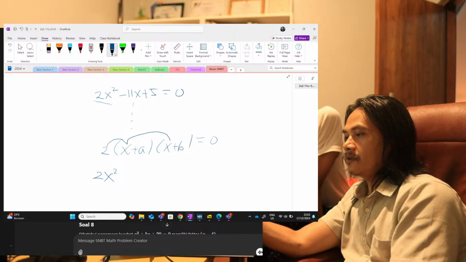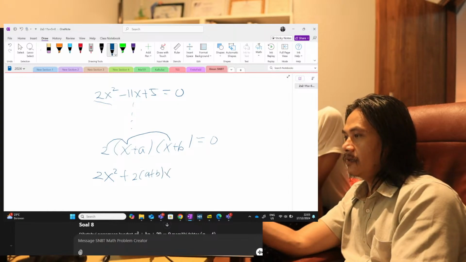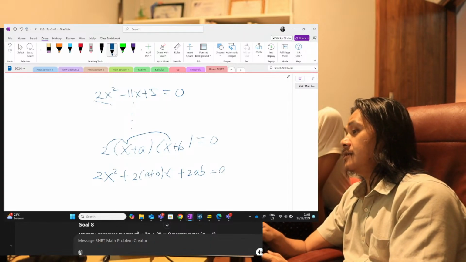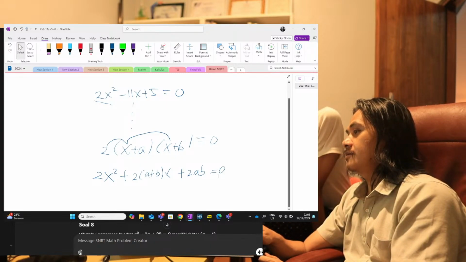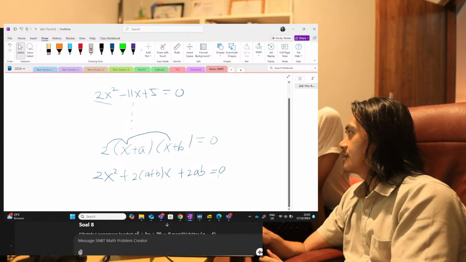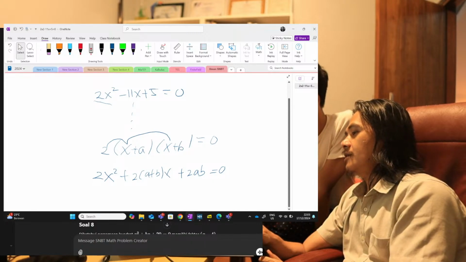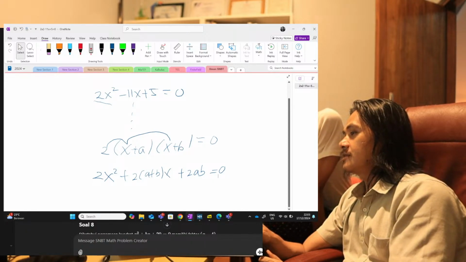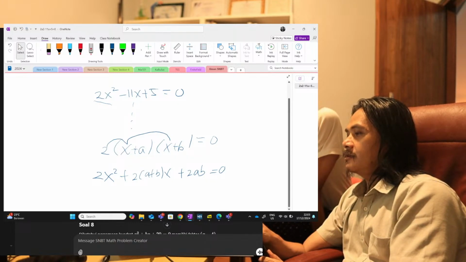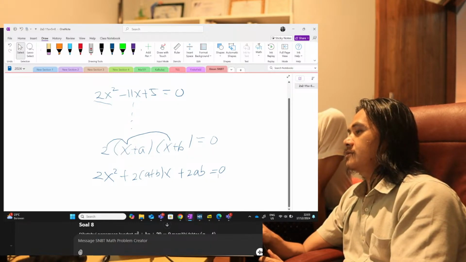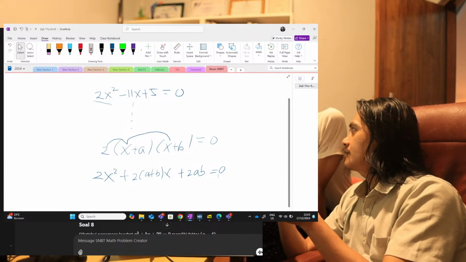And then the next one is the 2a plus b x, and then plus 2ab. So definitely the a and b cannot be integers this time. What's an integer, even? Bilangan bulat. Because taking 2 times something to get 5 is not possible. So you cannot just use guess and check, because if you need to use fractions, there are too many options.